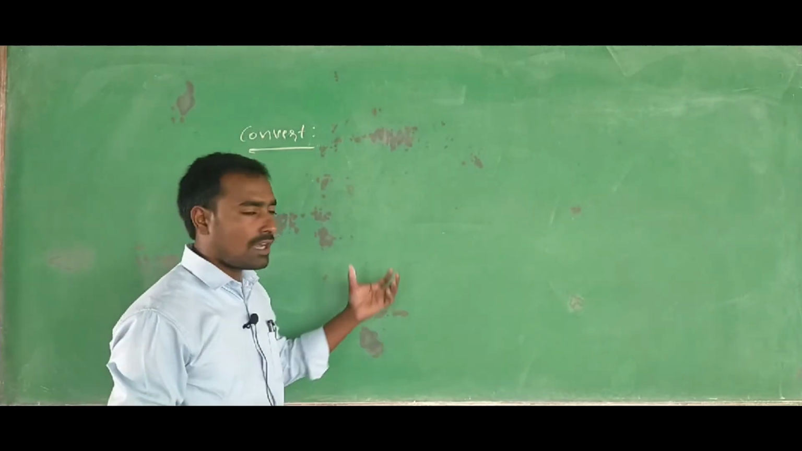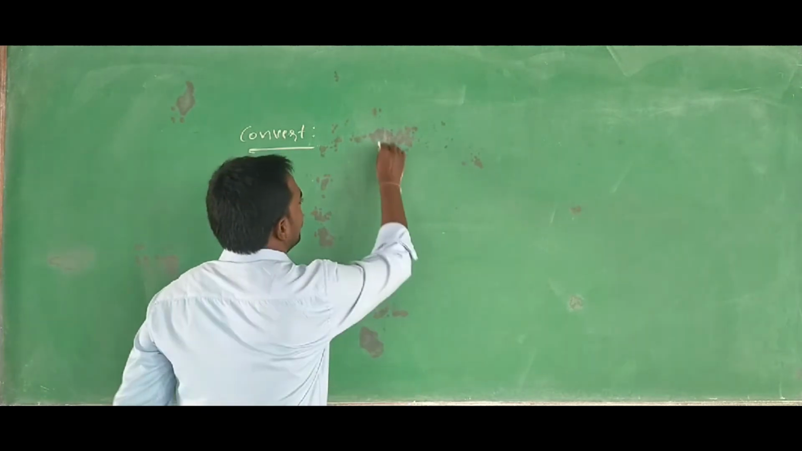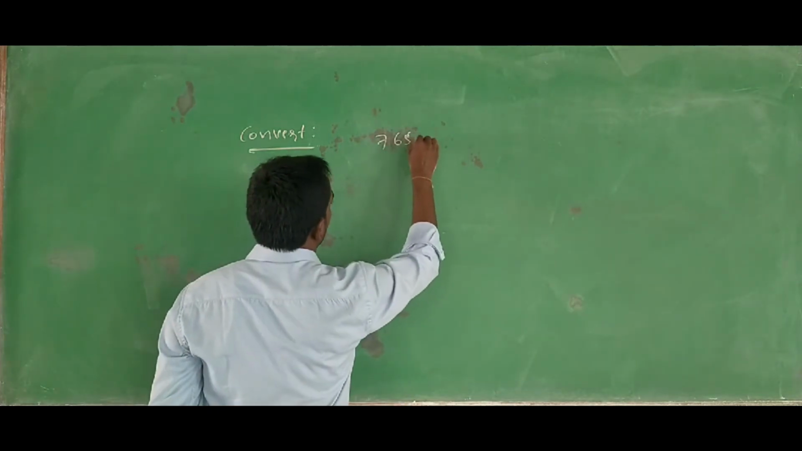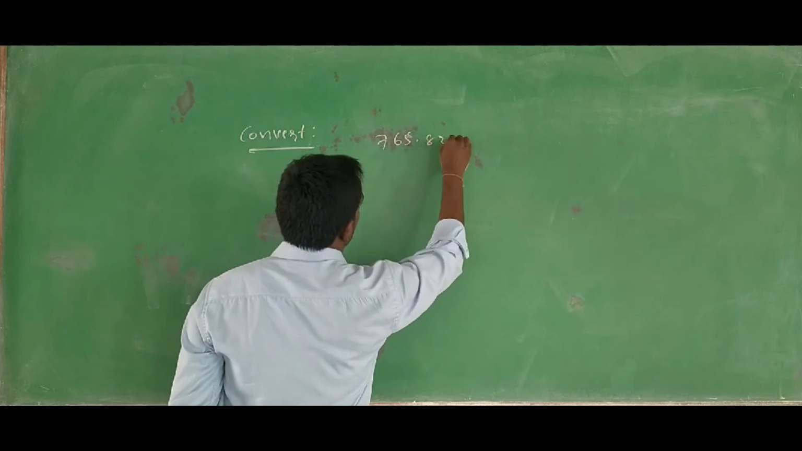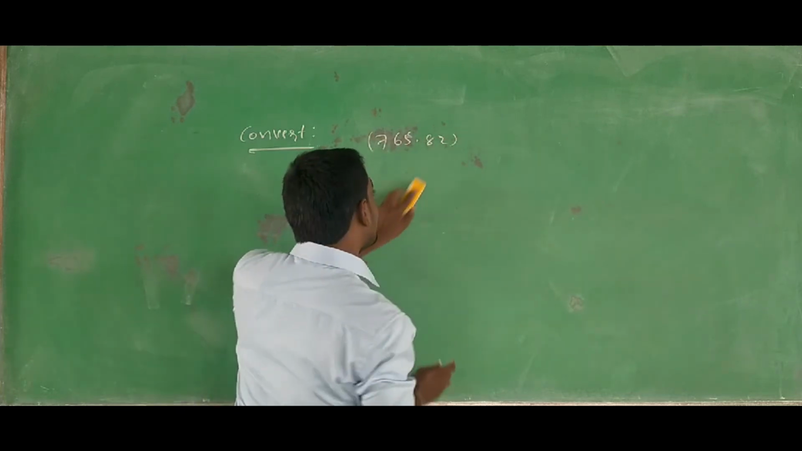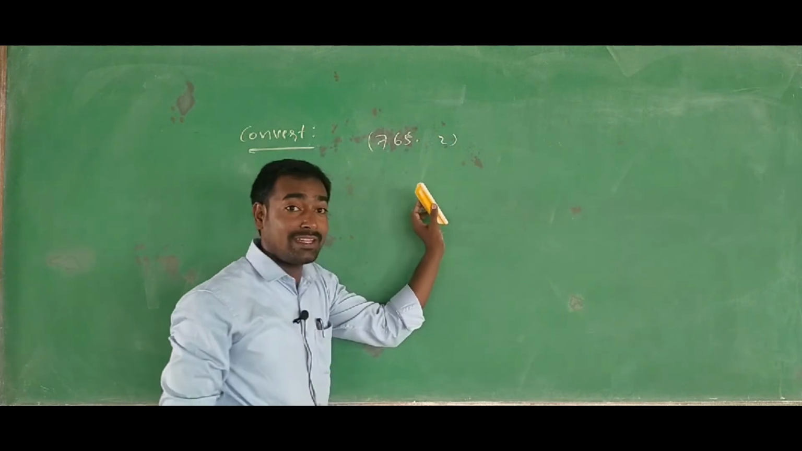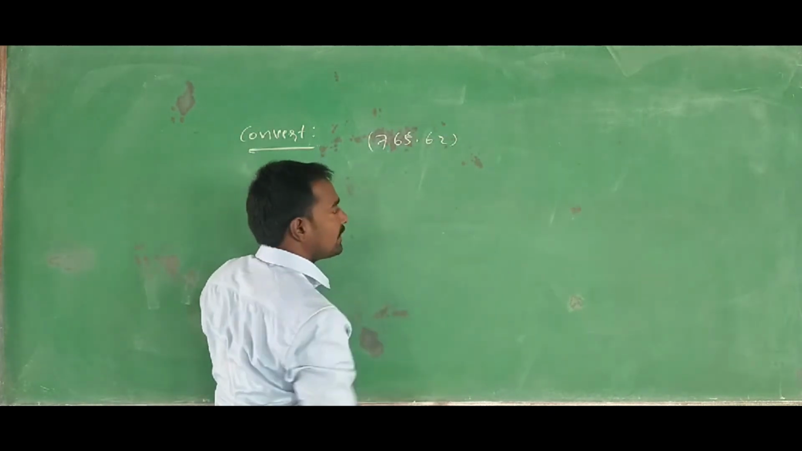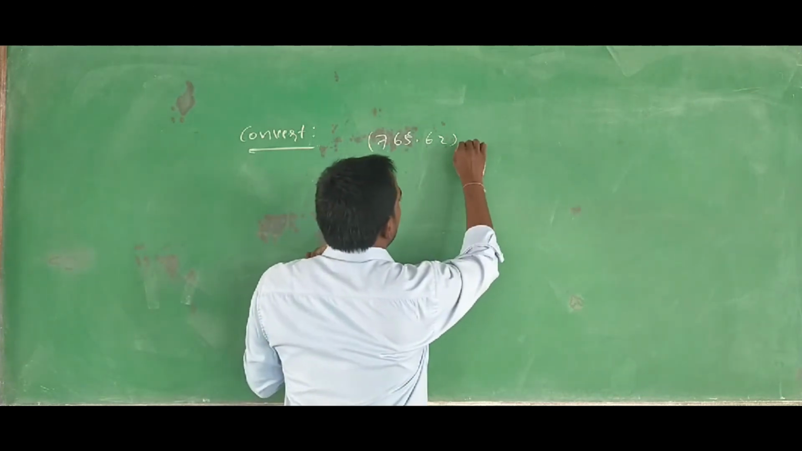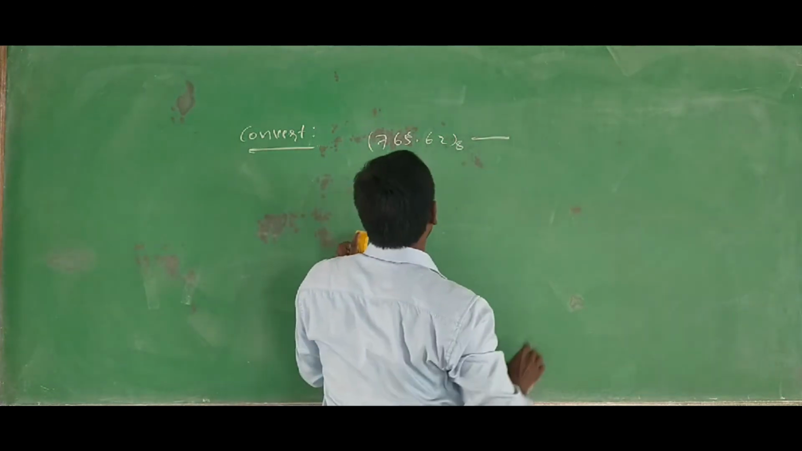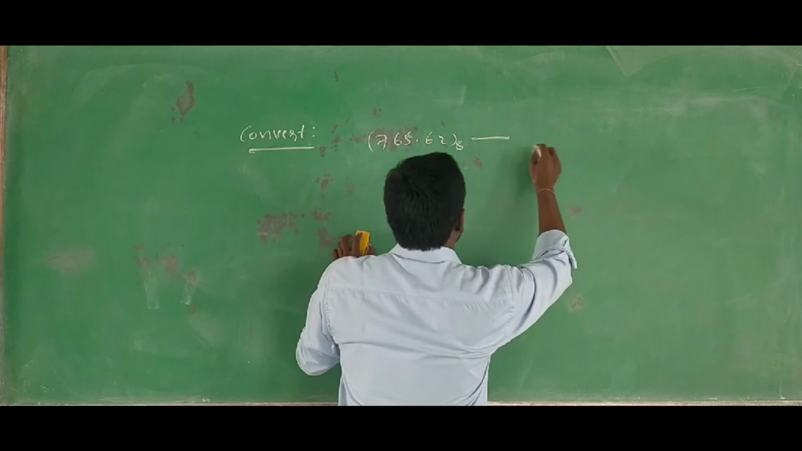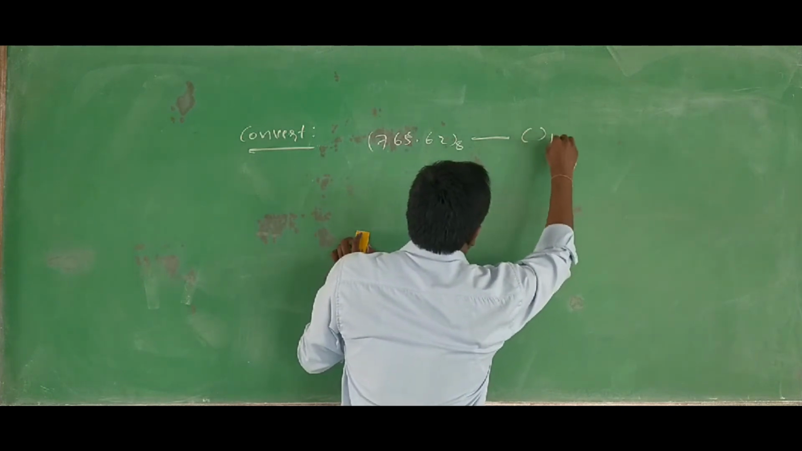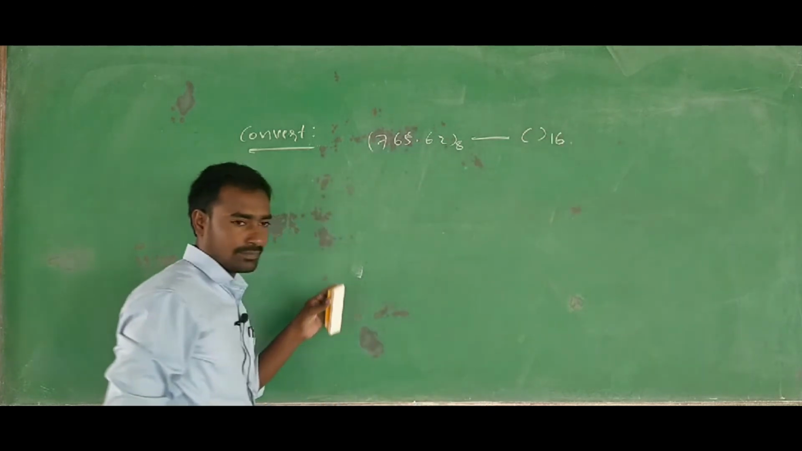Next we have another conversion, that is octal to hexadecimal. 765.62, I am taking this value. Here we don't have the digit 8 in the octal number system, so that's why I am taking 6, and this has the base of 8, and this has to be converted into hexadecimal, which has the base of 16.